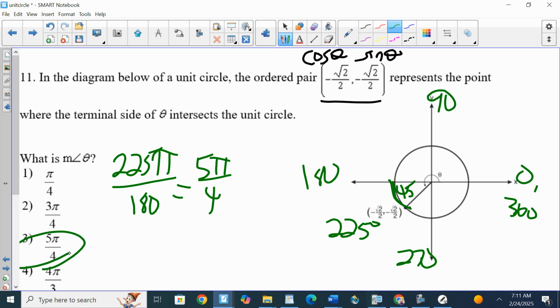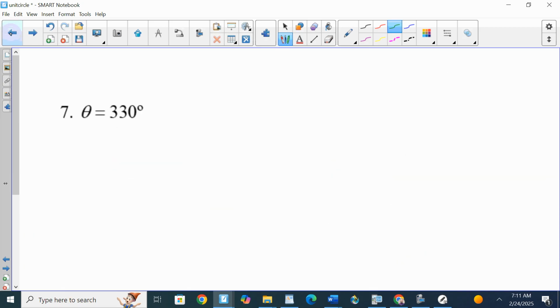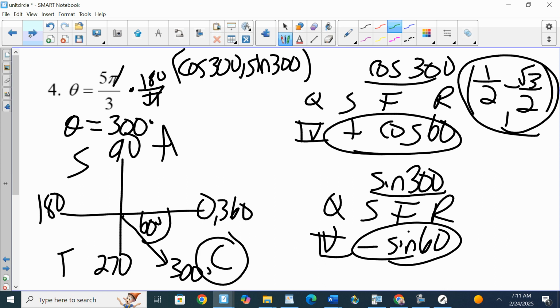And that's it. Any point on the unit circle is cosine theta comma sine theta. So the first coordinate is cosine theta. The second coordinate is sine theta. If it gives you a point, you need to figure out what theta is. And if they give you the angle, you just do cosine of that angle comma sine of that angle. And if it's not in quadrant 1, you need to do your QSFR procedure.